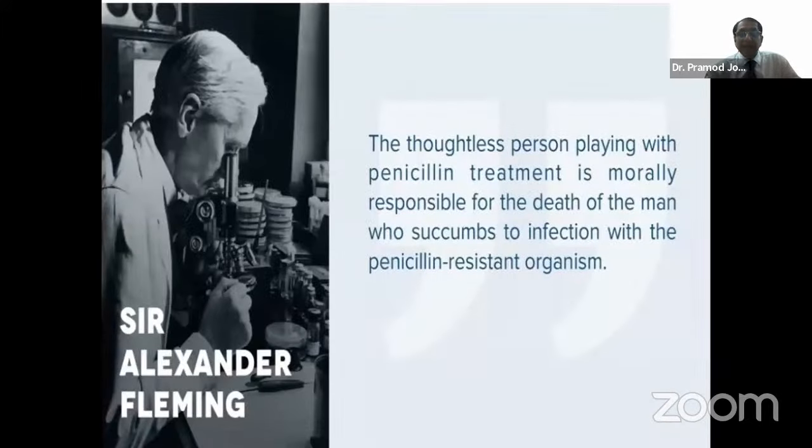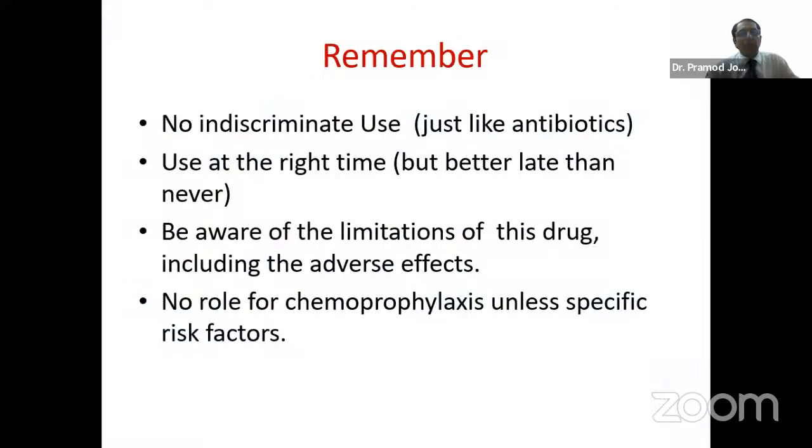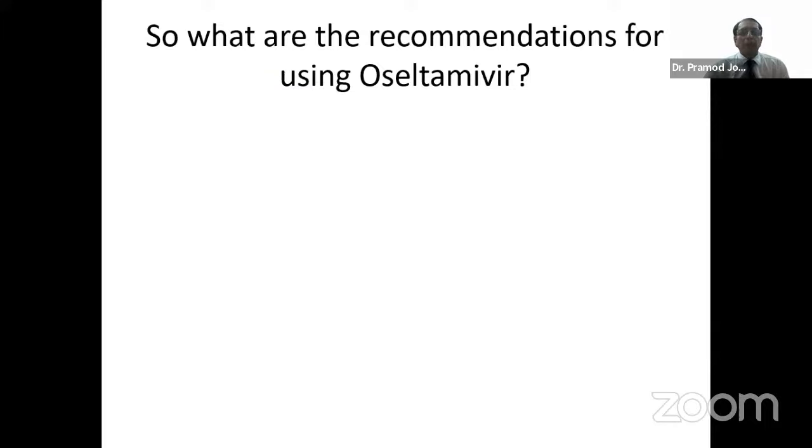Remember that Alexander Fleming had warned about penicillin resistance, and a similar thing one should be aware of in case of oseltamivir, that it should not be used indiscriminately. It should be used at the right time, but better late than never. And you have to be aware of the limitations of this drug, including the adverse effects. And unless there are specific risk factors, there is no role for chemoprophylaxis.